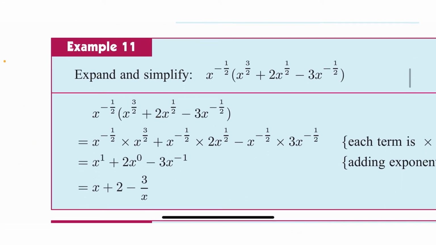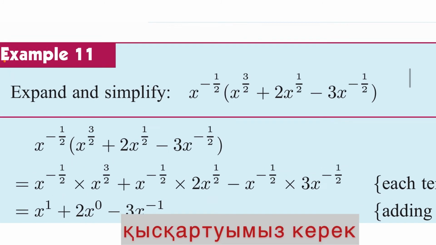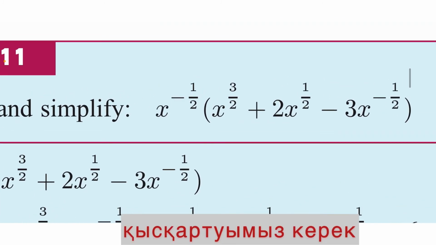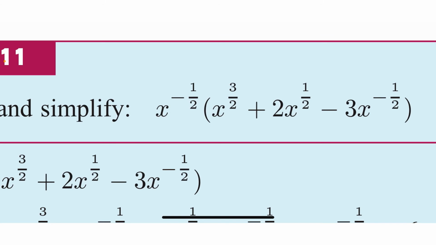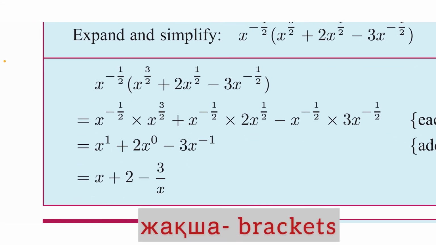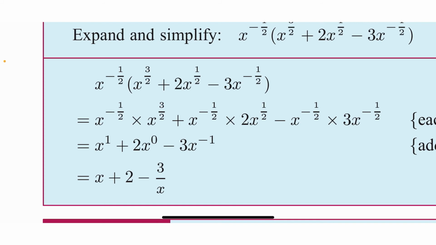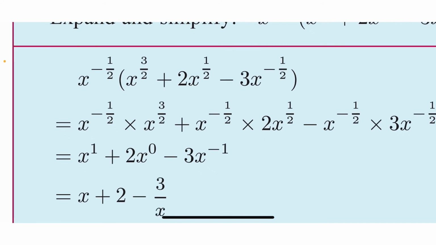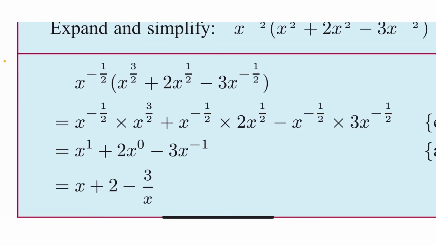Let's look at the example. We have to expand and simplify this expression: x to the power of negative 1 over 2 multiplied by the sum, x to the power of 3 over 2 plus 2x to the power of 1 over 2 minus 3x to the power of negative 1 over 2. So what we do here, we open the brackets and we multiply and distribute x to the power of negative 1 over 2 to each term of this polynomial.